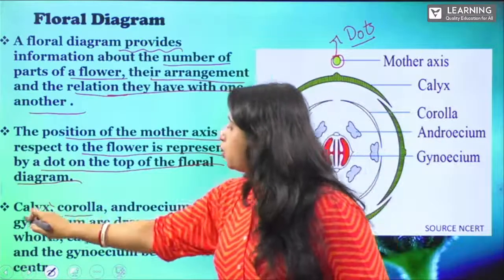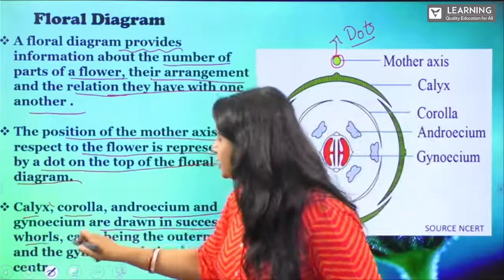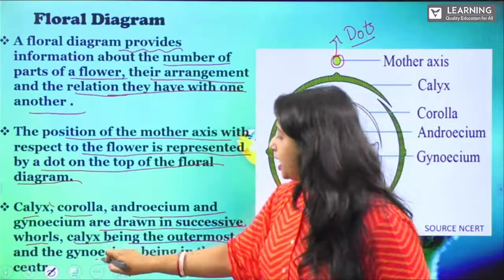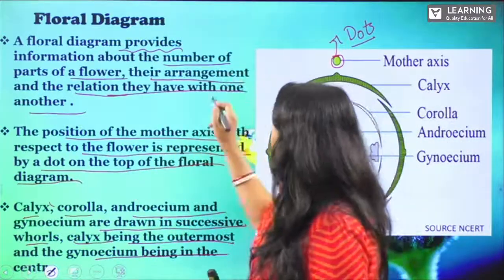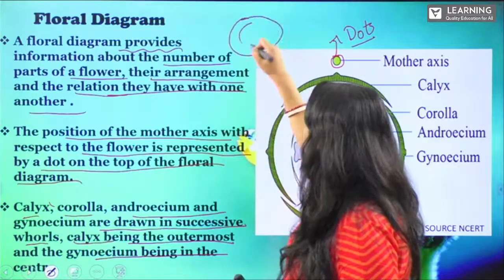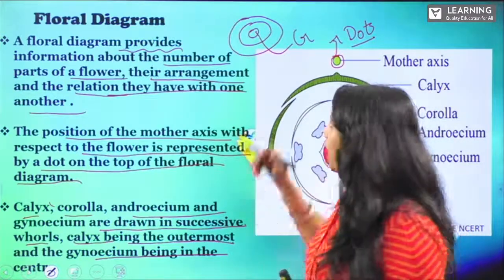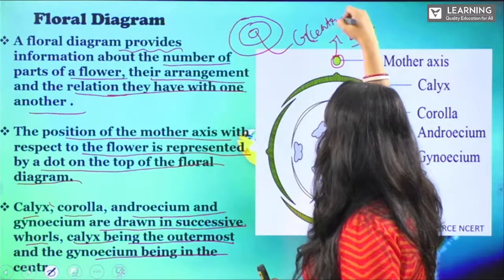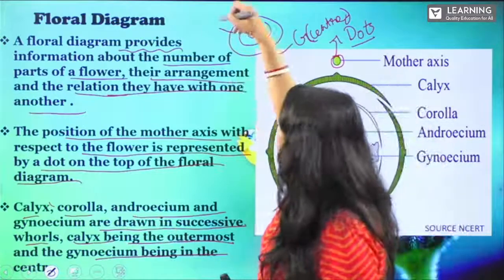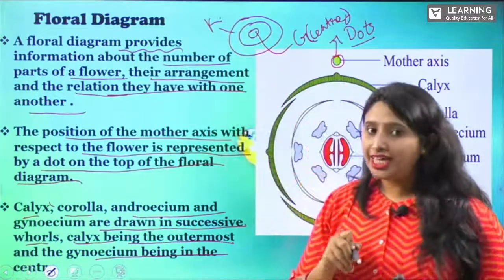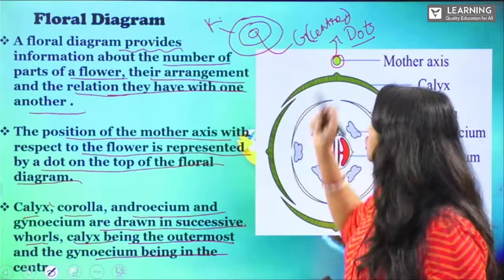The calyx, corolla, androecium and gynoecium are drawn in successive whorls, calyx being the outermost and gynoecium being in the center. If we see the flower, it is exactly like this. This is your gynoecium, isn't it? So gynoecium will be in the center. Here we can see the calyx is on the outermost. Calyx is represented with the help of the symbol K. So the calyx is the outermost and the gynoecium is at the center.